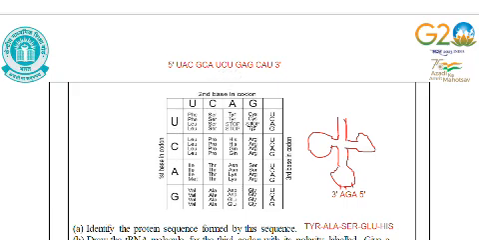U, C and U is here. So which is it? Serine. So you can see serine. So likewise you have to find for the rest. Glutamic acid also I'll show you.